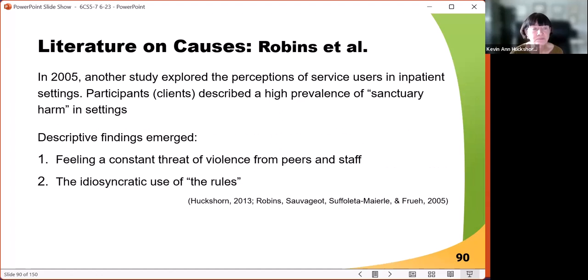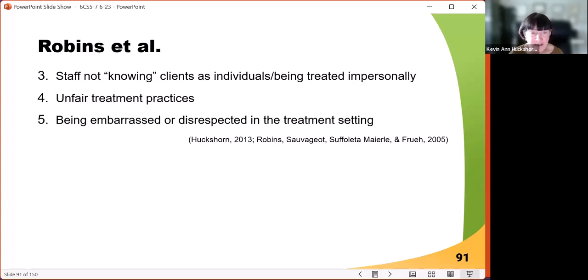Next slide. This was a really important study in 2005 that was done in South Carolina, I believe. It looked at the perceptions of patients in inpatient settings. What those patients described, they coined this phrase, the patient's sanctuary harm. They also talked about feeling a constant threat of violence from their colleagues and staff, and idiosyncratic use of the rules from shift to shift and different staff to different staff. Staff not knowing them as individuals and everybody being treated the same.